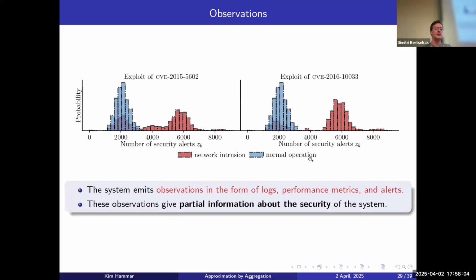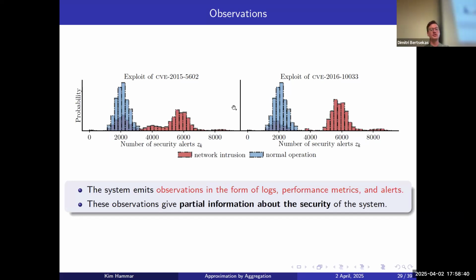So in the figures here, we have two empirical distributions of security alerts on our testbed for two different types of attacks. And the attacks are identified by these standard identifiers. And if you're curious, you can Google them and you can find out what kind of attacks we're talking about. And the blue, so basically on the x-axis, you have the number of security alerts. On the y-axis, you have probability. The blue histograms show the distributions during normal operation, and the red ones show the distributions during an attack.